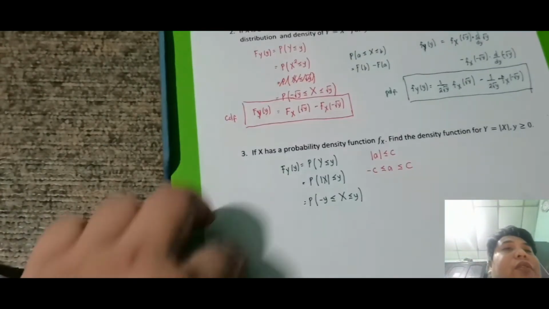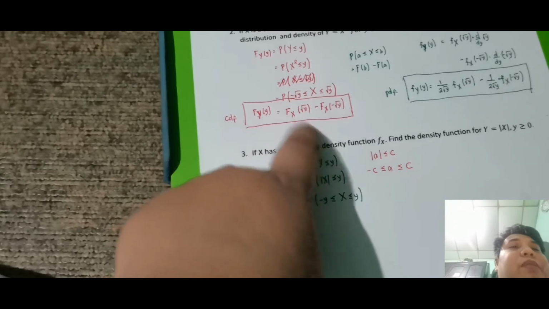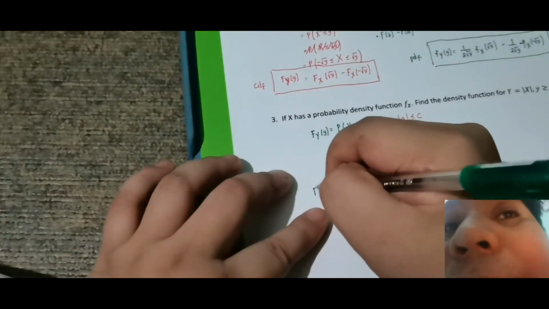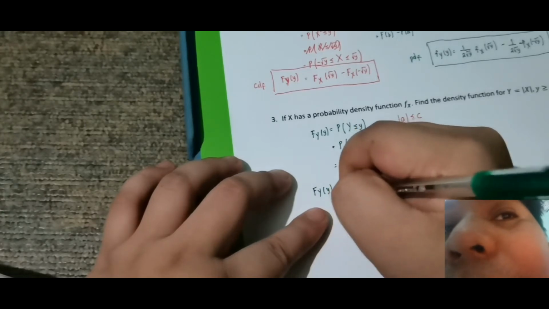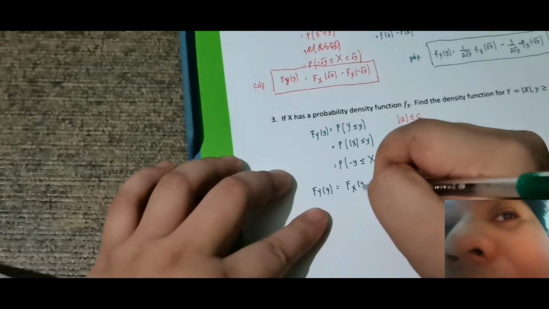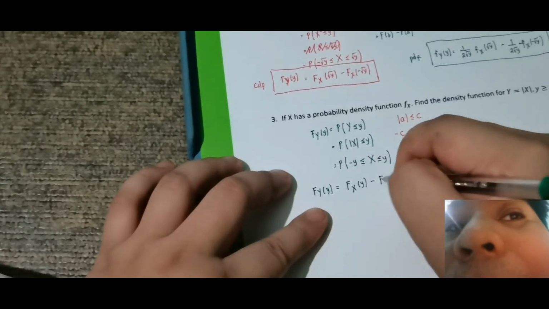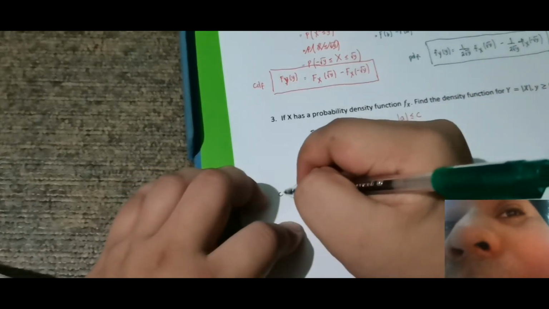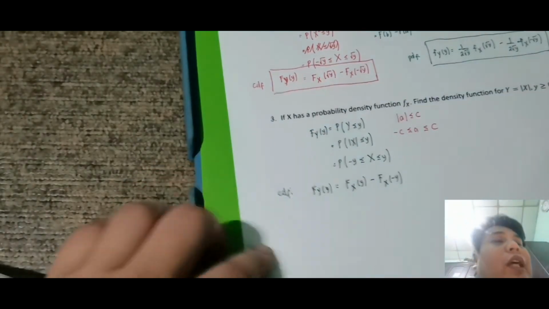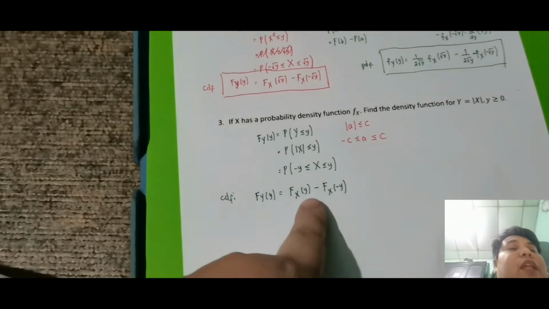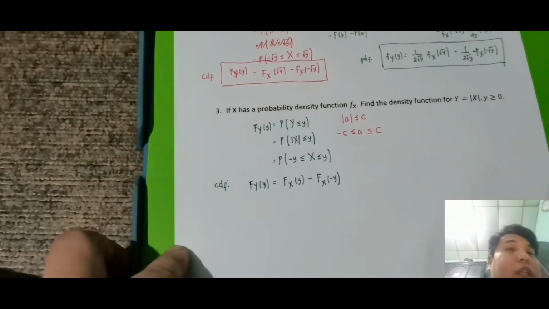Then apply natin ulit yung same setup. So this is just equal sa, so f sub y of y is just equal sa f sub x of y minus f sub x of negative y. So this is the CDF. Okay, at hindi siya importante actually. Bakit? Kasi ang hinahanap is just the density function. So now, after obtaining this part, we are now ready to differentiate.